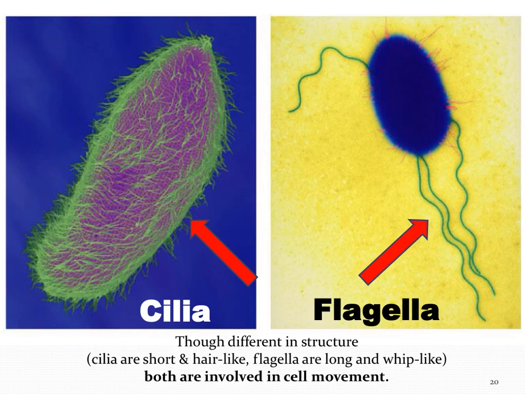The diagram on the left shows you the hair-like structures called cilia. The diagram on the right shows you the whip-like structures called flagella. Even though they're very different in structure, they're both important for movement of the cell.